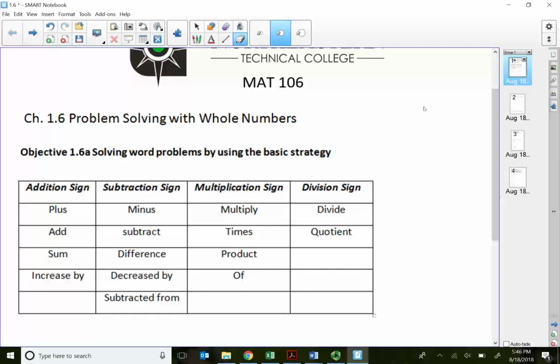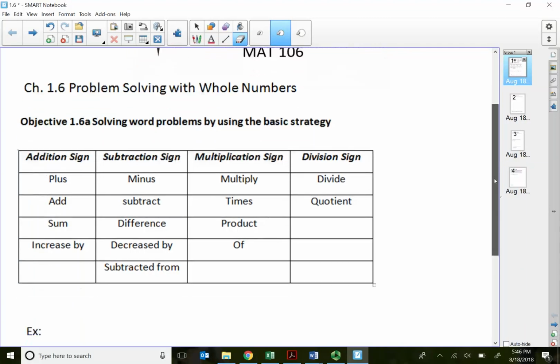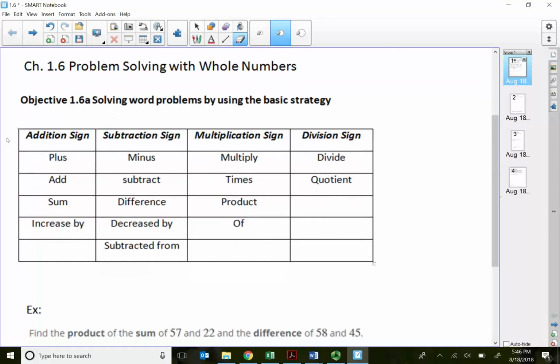Accelerated Math, Module 1.6. In this lecture video, we're going to talk about solving word problems using what we so-called the basic strategy. So I wrote down a list of translation words, that's what I call them, to assist you throughout this particular lecture video. Words that translate into addition sign, the basic ones are plus, add, sum, increase by.